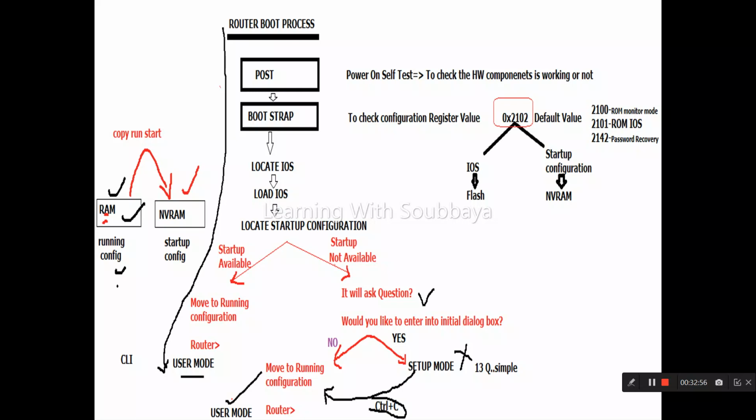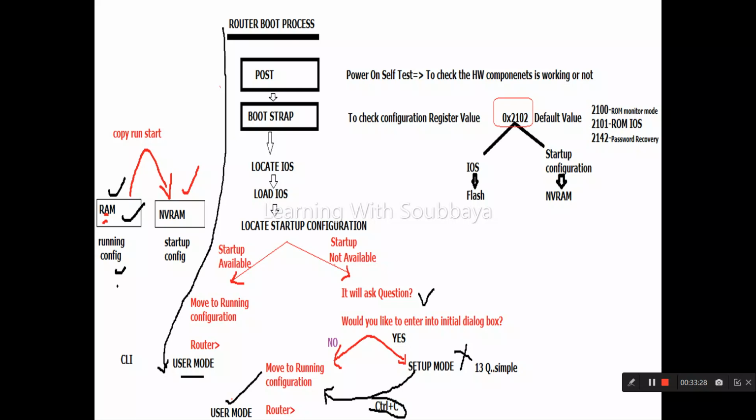POST, power on self test. In power on self test, it will check whether all the hardware components are properly working or not. If all the hardware components are working properly, it goes to the next step. Otherwise, it stops there itself.